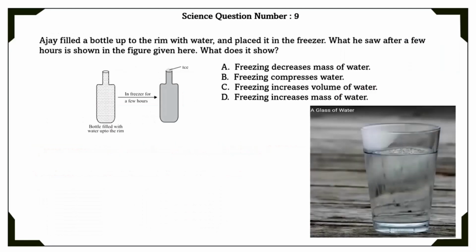Science question number 9. Ajay filled up a water bottle to the rim with water and placed it in a freezer. What he saw after a few hours is shown in the given figure. What does it show?